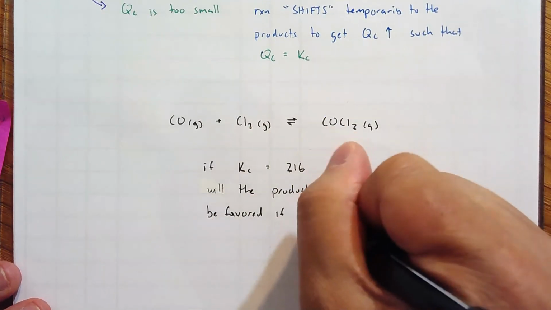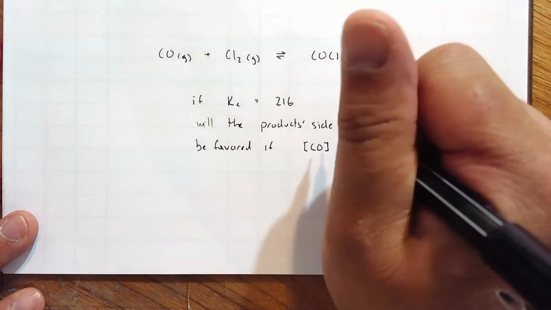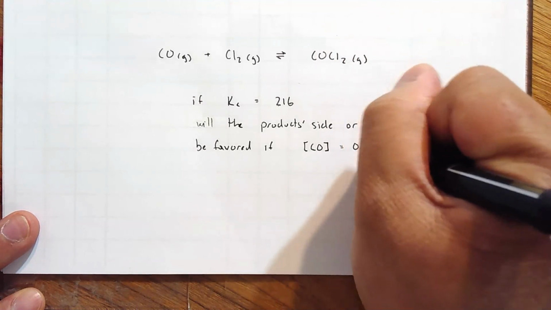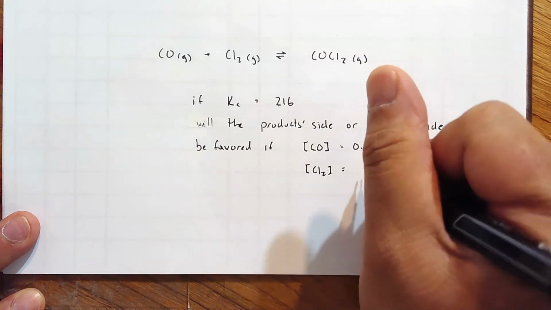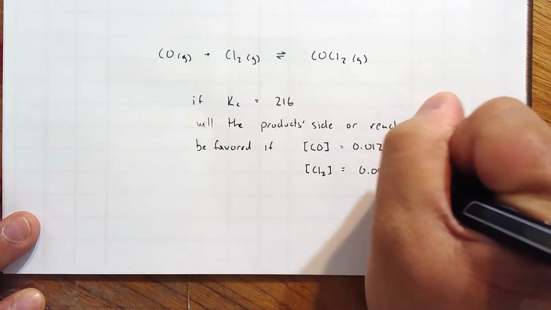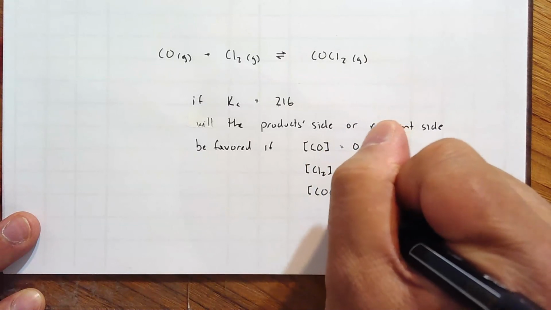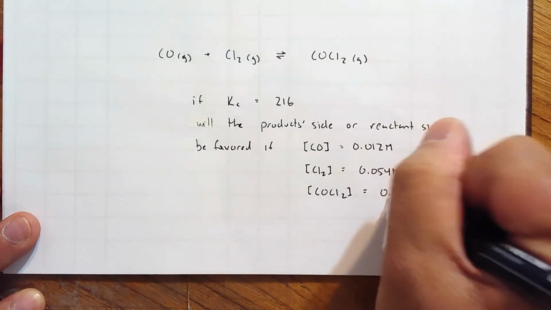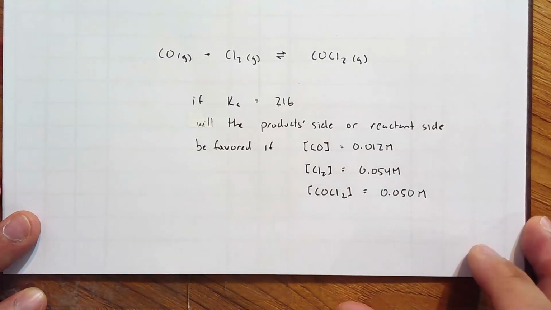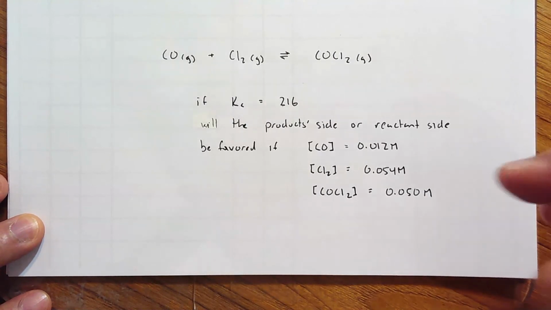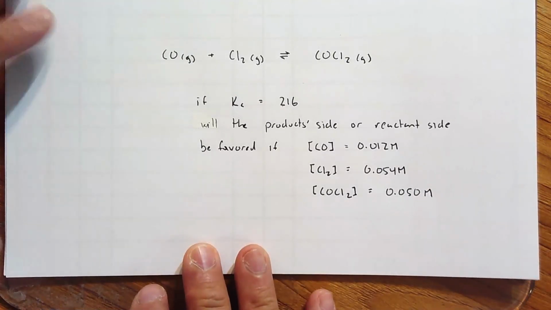if we have a concentration of CO? So now I'm going to give us numbers. CO equal to 0.012 molar, Cl2 equal to 0.054 molar, and we do have in this example some product already equal to 0.05 molar. Will the product side or the reactant side be favored if these are our conditions? I'm not going to do this problem with you. We're running out of time.